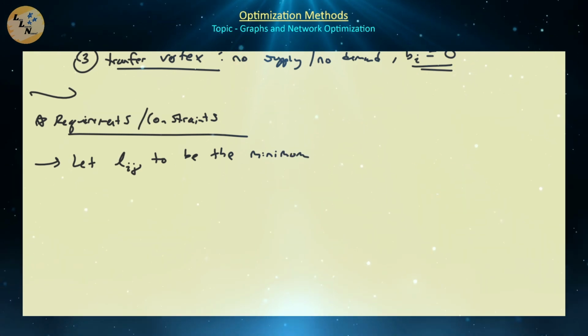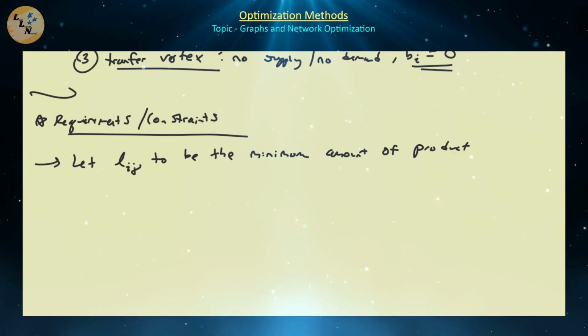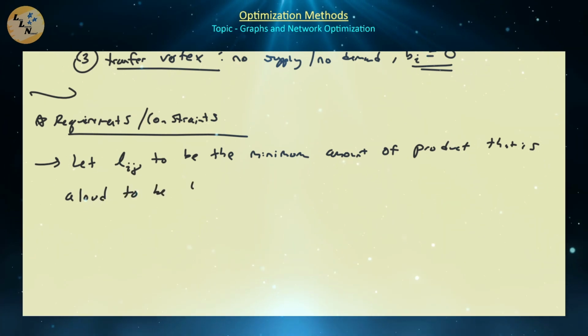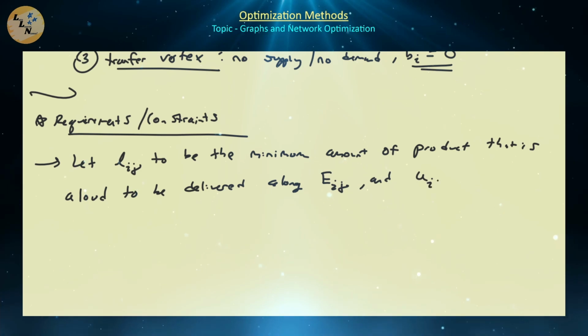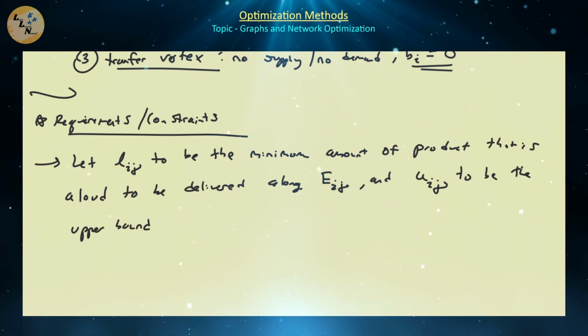So it's the lower bound amount of product that is allowed to be delivered along, let's see, that path, let's call that path, say, Eij, the path from, say, Vi to Vj, and Uij to be an upper bound on the amount of product that can be delivered along Eij.